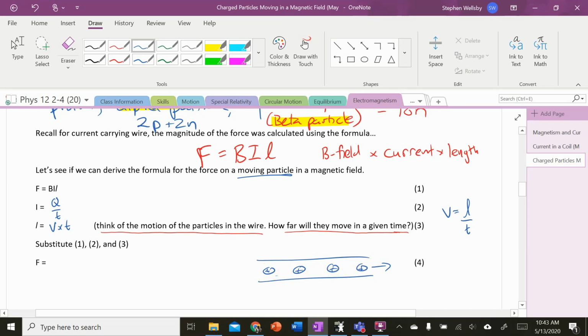So if I put all 3 of these together, I have F equals B times I, but I is Q over T, and we're going to multiply that by the length, which is just going to be V times T.